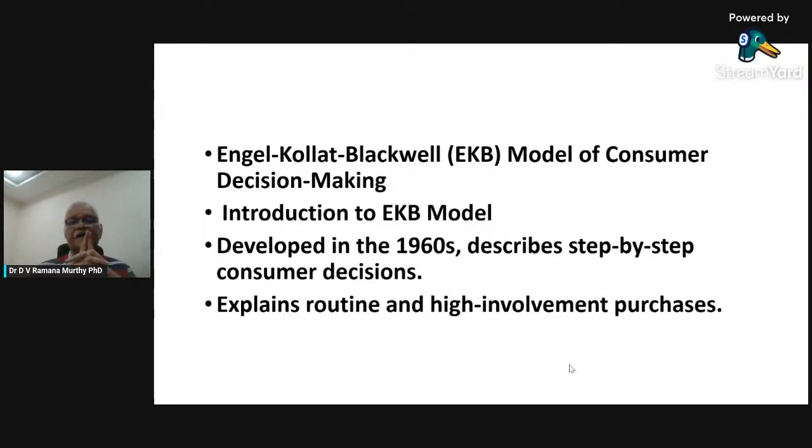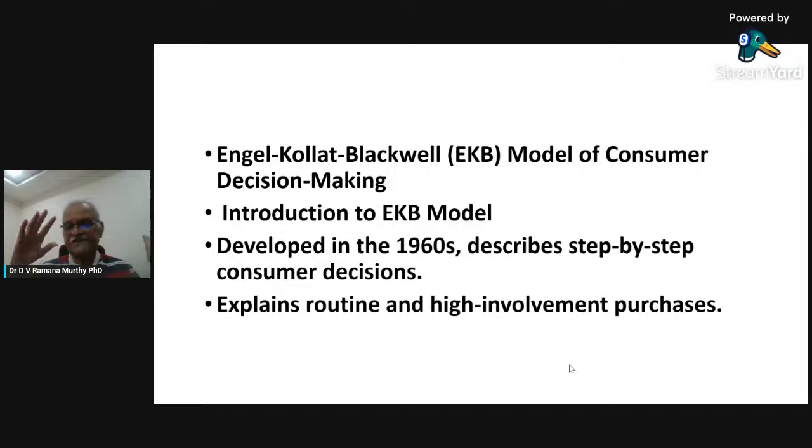Now we are entering into another model, the EKB model, for discussion here: the Engel, Kollat, and Blackwell model of consumer decision making. So let us examine what this is. This was also developed in the late 1960s, and it describes a step-by-step consumer decision. This EKB model is slightly different from Howard and Sheth. Let's examine. It explains routine and high involvement purchases.